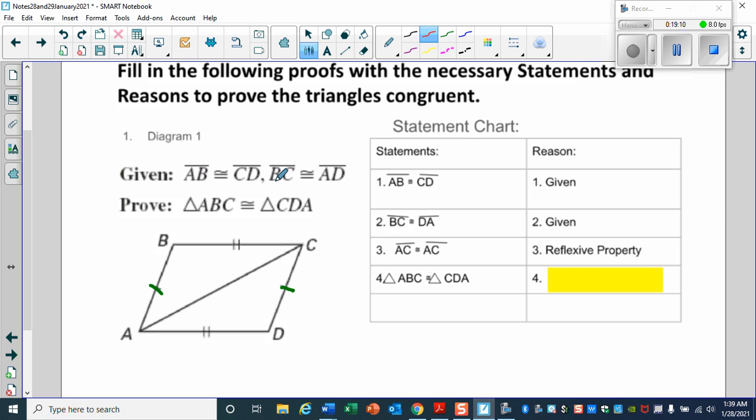Now they're saying BC is congruent to AD. Okay. Right now, I'll label this with the 2 hash marks. And this is going to be 1. Those are given, those are given. Now, look at this. CA and AC, they share a side.